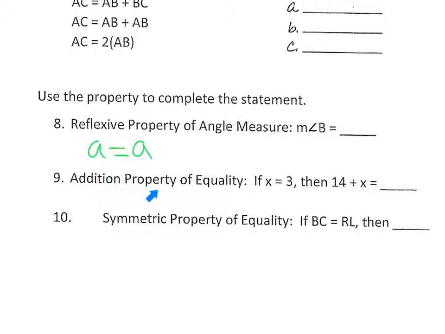Number 9, addition property. X is equal to 3. So instead of 14 plus X, you're going to say it's going to equal what? Plug in 3 and figure out what the other side of the equation would look like. And number 10, the symmetry property. Remember, symmetry is going to look something like this, like AB is equal to BA. It just kind of flips. So what are you going to do with these two?